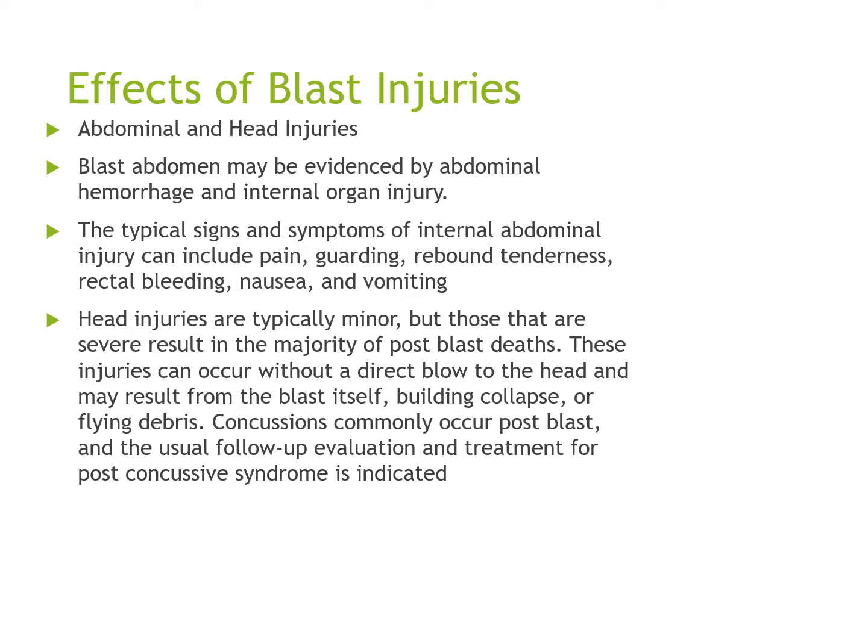All right. From a blast injury, you can also get abdominal and head injuries. So you can get things like abdominal hemorrhaging and internal organ injury. For the internal abdominal injury, you're going to see things like pain, guarding, rebound tenderness, rectal bleeding, nausea, and vomiting. And this should make sense to you depending on the organ. I mean, that's all this is describing: okay, if that's shattered in some way, well, what am I going to see, right?